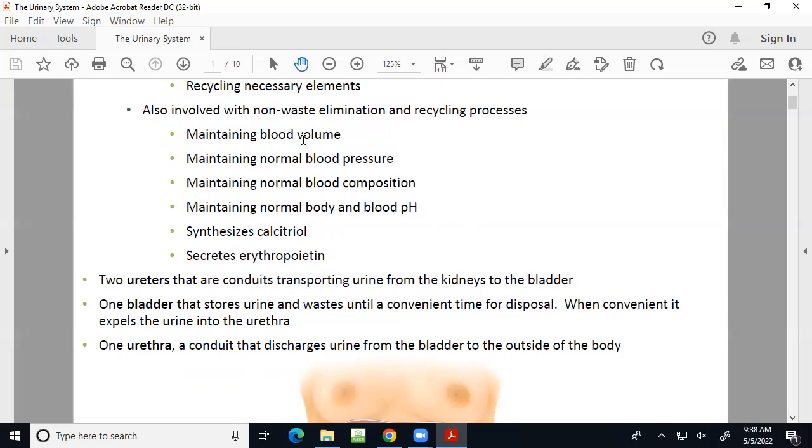Kidneys help maintain normal blood composition. So what's in the blood? Keeping the percentages of plasma and the stuff in the plasma compared to the formed elements and all that wonderful stuff we talked about a few weeks ago, keeping those things in check. Maintaining normal body and blood pH is very, very important. Your kidneys, along with your lungs, are the most important organs that help regulate our body and blood pH. And then 2 hormones are released by the kidneys: calcitriol, which is involved with calcium homeostasis, and erythropoietin, which is what we use to make our red blood cells. That's the hormone that stimulates the production of red blood cells.